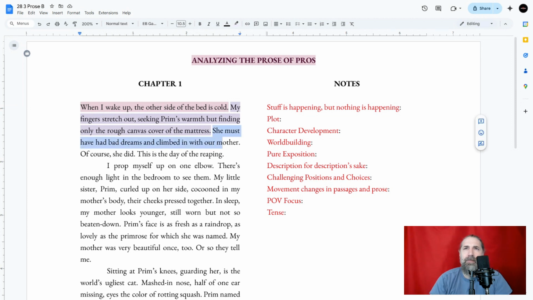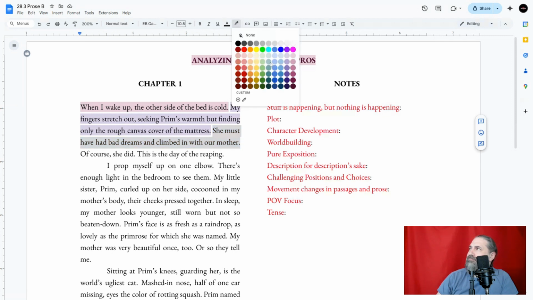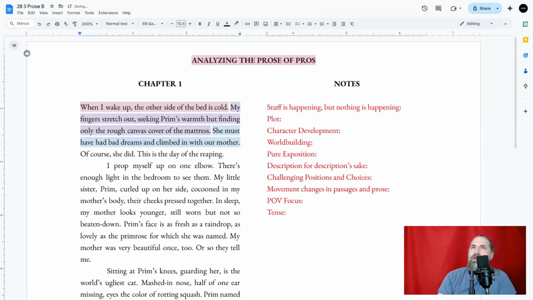Now let's go over this one. Now this one's a medium-sized sentence compared to the first two, and that's okay. "She must have had bad dreams and climbed in with our mother." This is character development. This is also exposition, but not for exposition's sake.